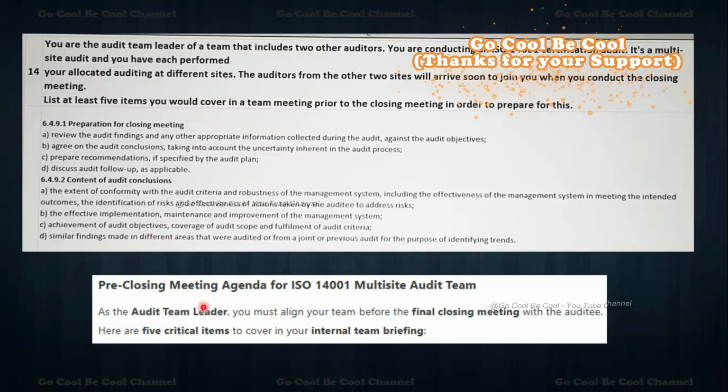So, pre-closing meeting agenda, ISO 14001 multi-site audit team. As the audit team leader, you must align your team before the final closing meeting. Generally this will happen: once the audit is completed, all auditors will say what are all the things they observed, and what is possible, like these are all the things that can be omitted. Other areas also we can take up. Some areas they will convince us with the relevant documentation, records and everything. Some areas it is not at all possible.